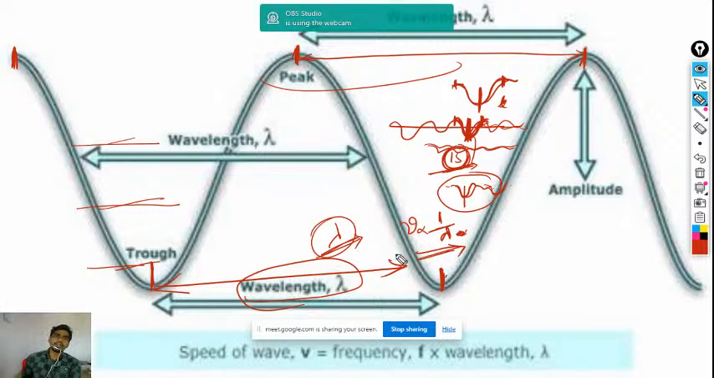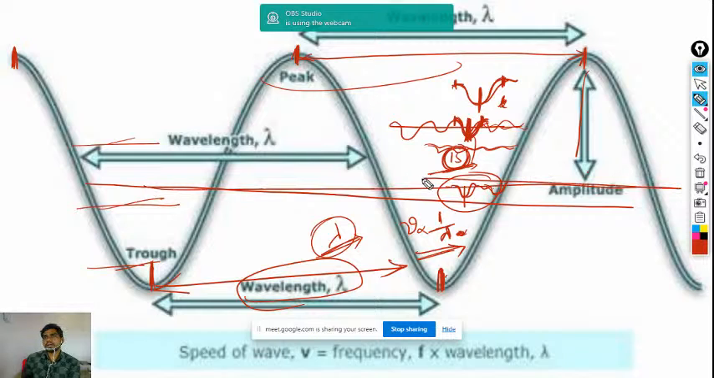Amplitude. Wavelength is the distance between two successive troughs or two successive peaks, but amplitude will be the height. If this is the electromagnetic passing axis, the height of the wave can be considered as the amplitude. If it is more amplitude, more height will be there.